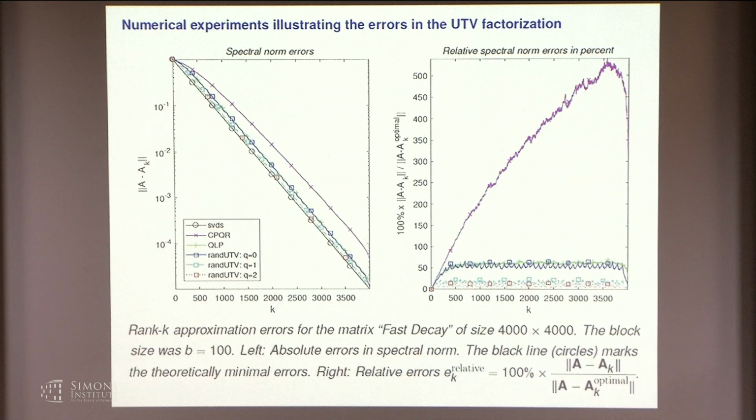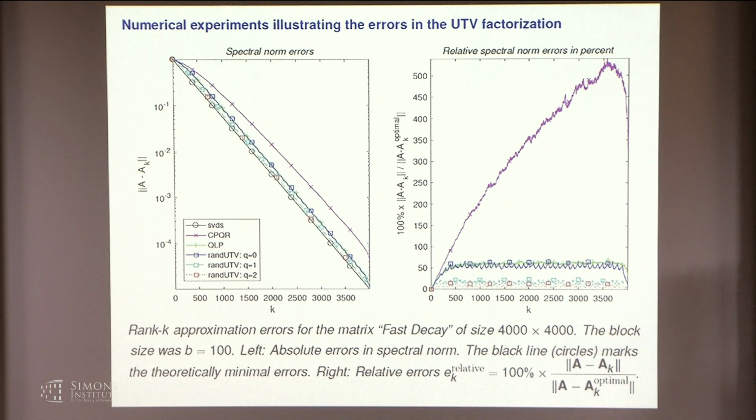Okay, so let's look at this numerically. Here is a matrix that has pretty fast decay of the singular values. So exponential decay, and it's an artificial matrix. I generated it using this randomized technique. I have compared to column pivoted QR, that's the magenta line. The green line is the method that Ming described where you apply column pivoted QR twice.